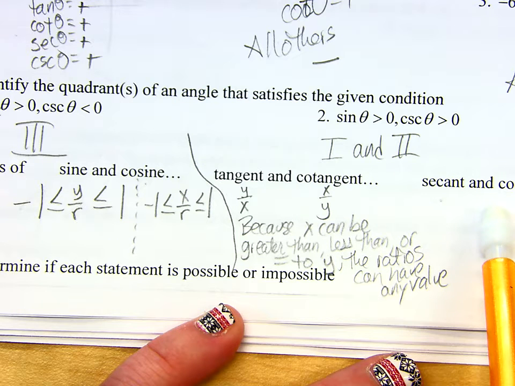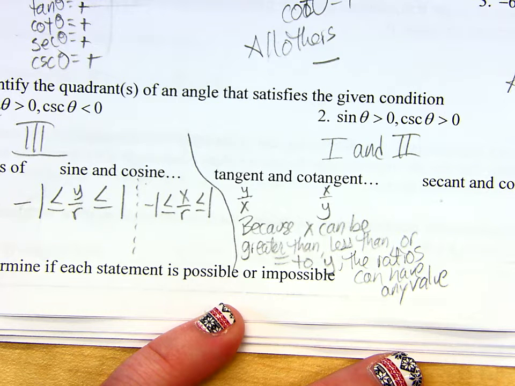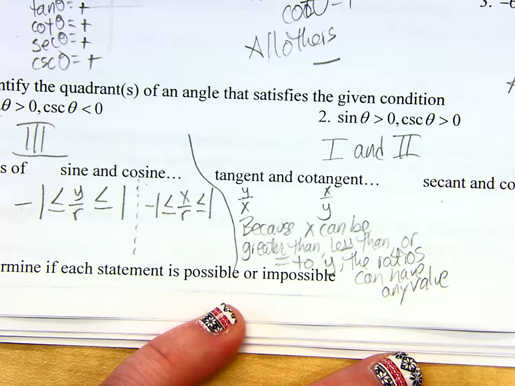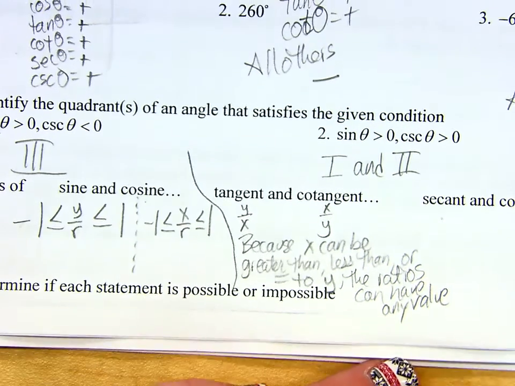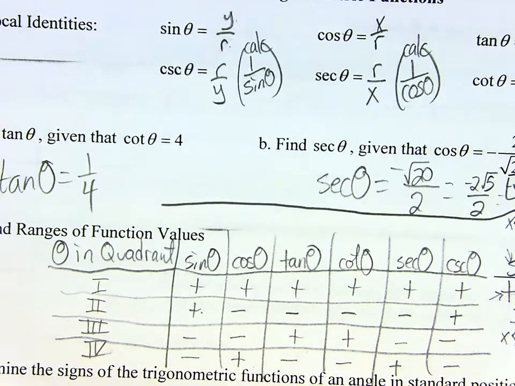Now let's talk secant and cosecant. They are the reciprocals of sine and cosine. So what's going to happen with them? Let's just talk about sine. Sine can be anything between negative 1 and positive 1. So what would its reciprocal be? Give me a number between negative 1 and positive 1, besides 0. 0.2, okay? What's the reciprocal of 0.2? 1 over 0.2. What's 0.2 as a fraction?